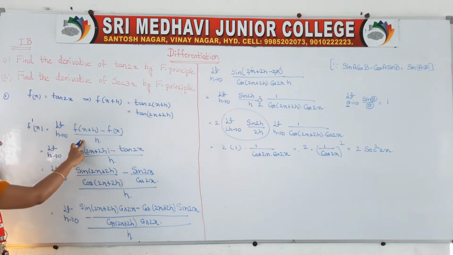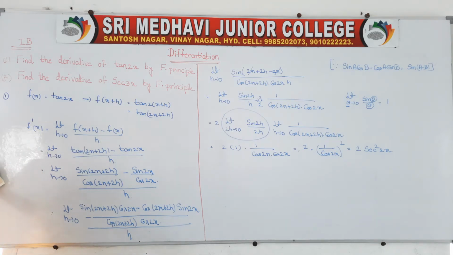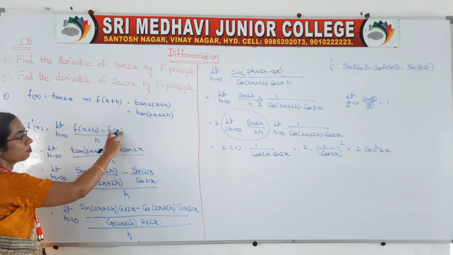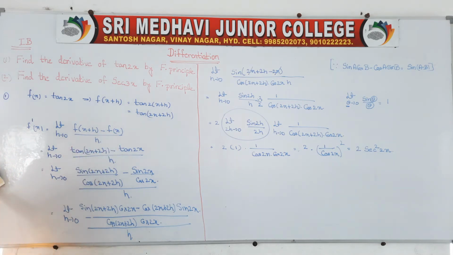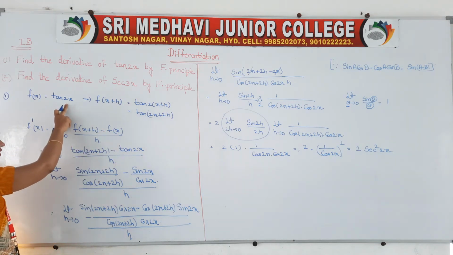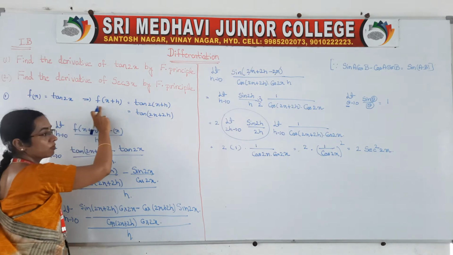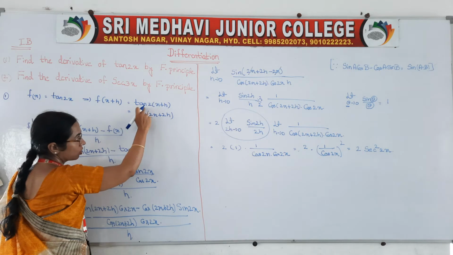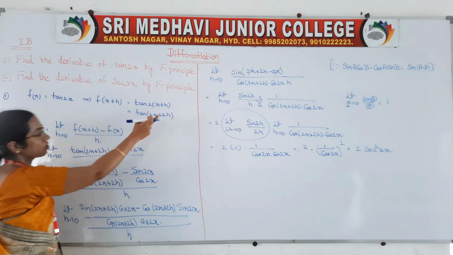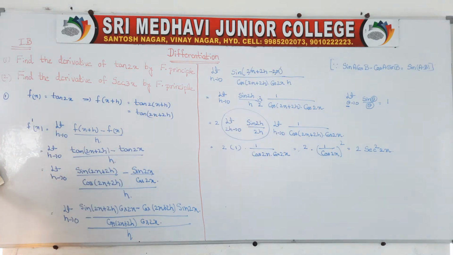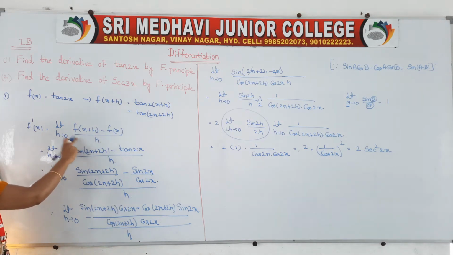So, for that we have to take this formula, f dash x is equal to limit h tends to 0 of f of x plus h minus f of x by h. So, f of x is always given, that is tan 2x, and with that you find f of x plus h. So, tan 2 of x plus h, that is tan of 2x plus 2h. Once we got that value, you substitute in the formula, right.